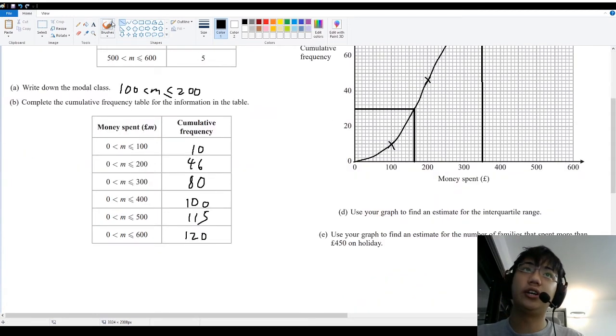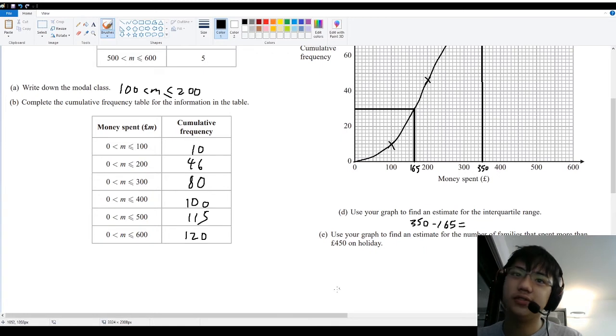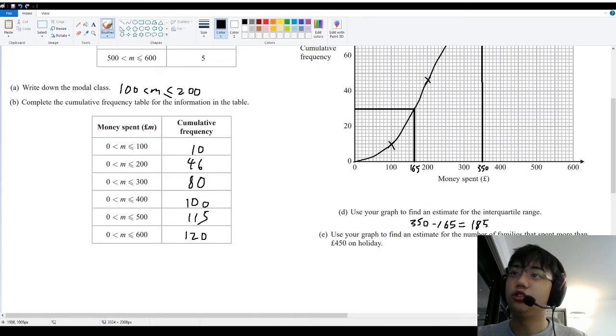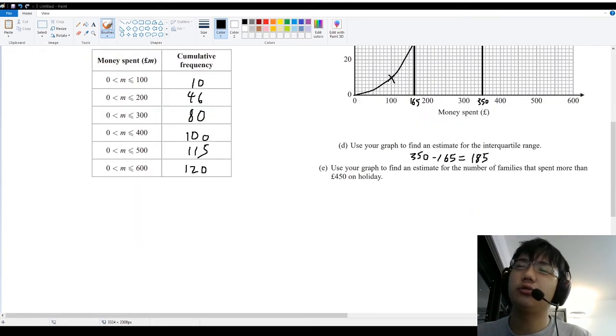You draw your line all the way here, then draw your line down to here, so 350. So the interquartile range is this part, so 350 pounds minus this here, so 165 pounds. So you have 350 minus 165, which gives us 185 for the interquartile range, which is a valid amount.